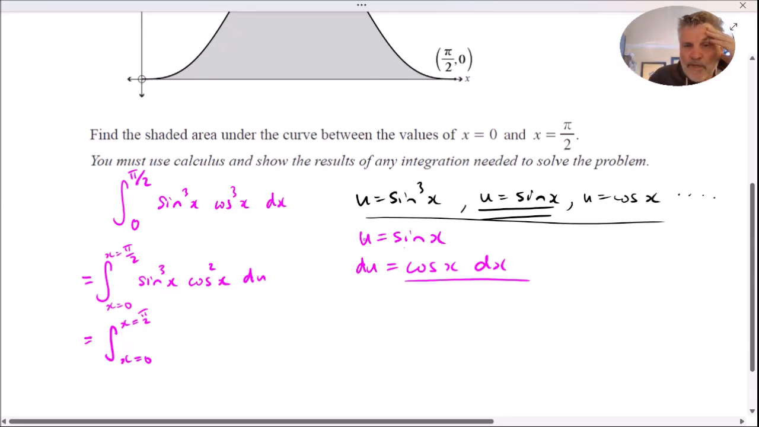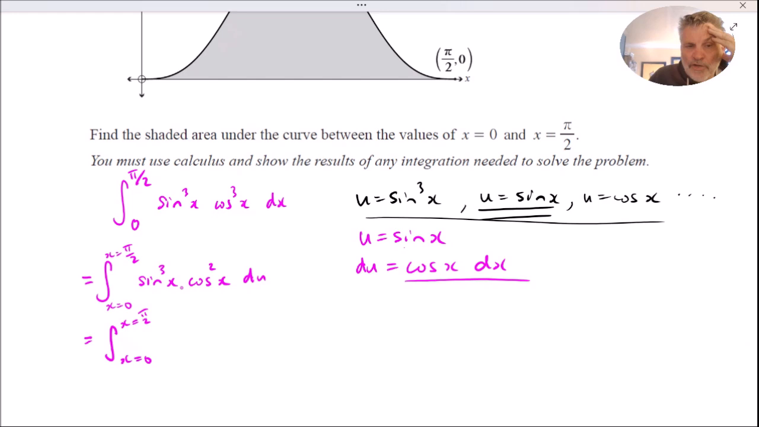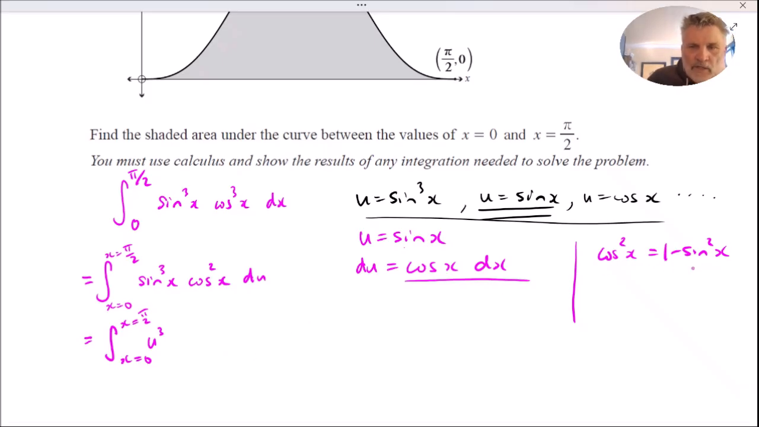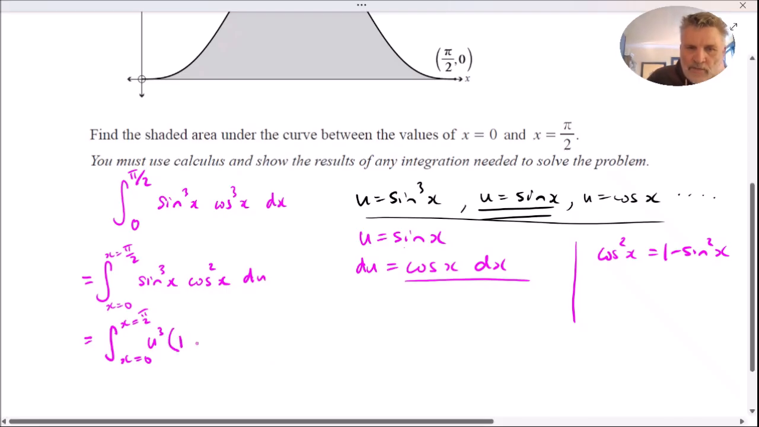Sine is u, so sine cubed is u cubed. Cosine squared is 1 minus sine squared. That's an identity that we have: cos squared plus sine squared equals 1, which can be rearranged like this. So cosine squared is the same as 1 minus u squared, du.